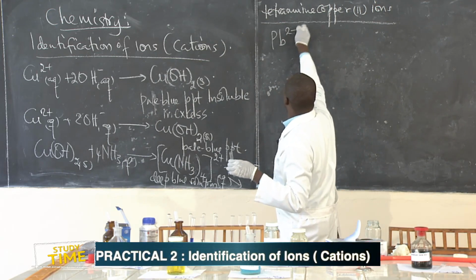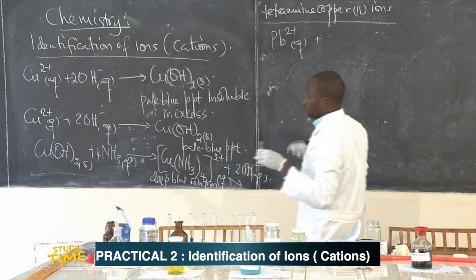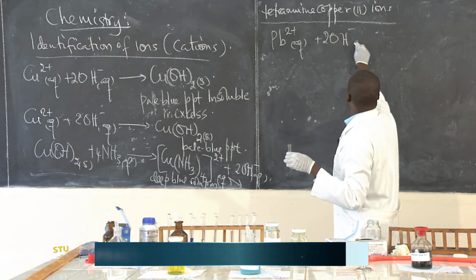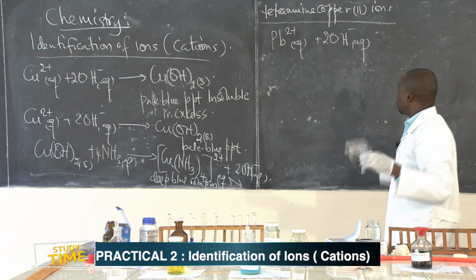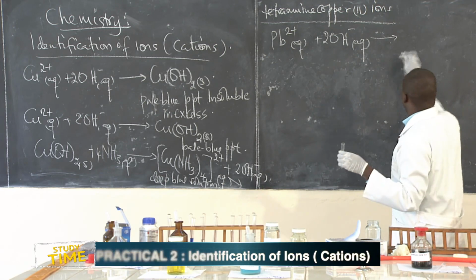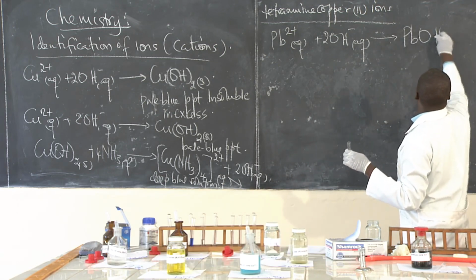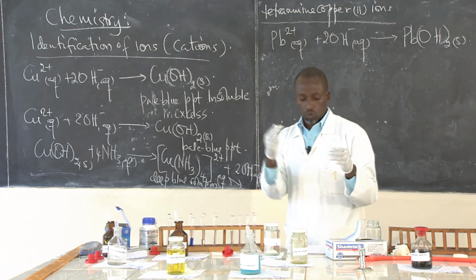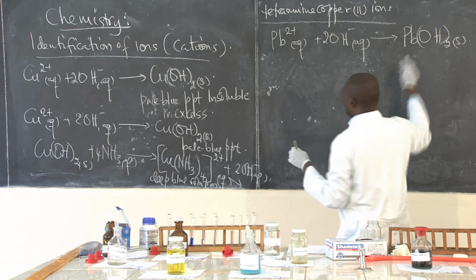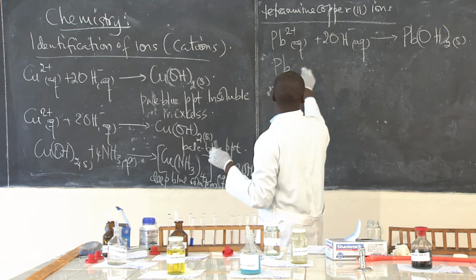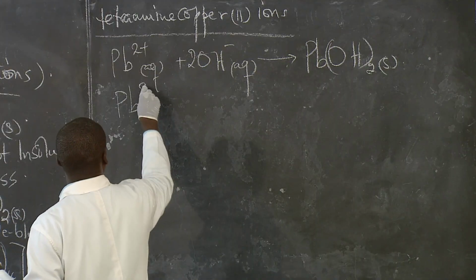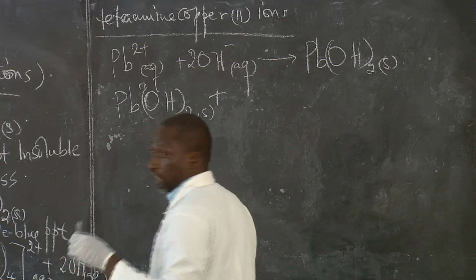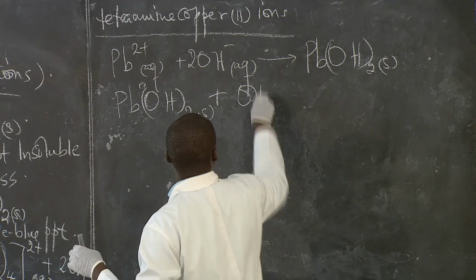So we have lead ions combining with the hydroxide ions from the sodium hydroxide, and this will give lead 2 hydroxide. That is the first precipitate that was formed. Then this lead hydroxide dissolves in excess. Lead hydroxide dissolves in excess sodium hydroxide.